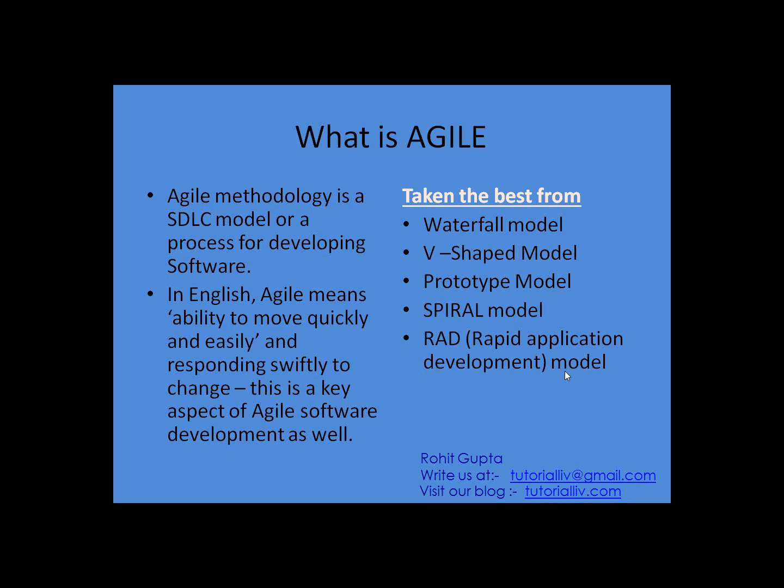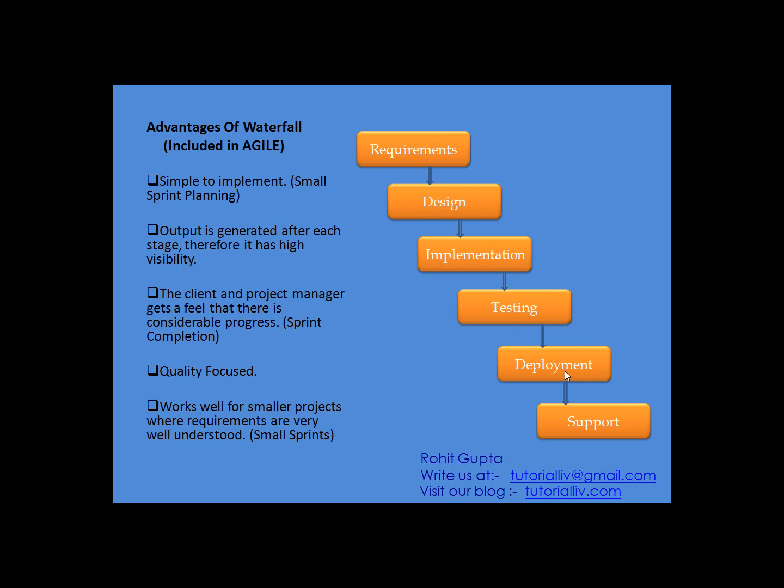Let's first try to understand what is the best that Agile has taken from all these software development life cycles, one by one. So first we will start with the waterfall model. Once we discuss the Agile methodology, you will see that Agile has taken all the stages that have been defined in the linear sequential model, or the waterfall model, like requirement gathering, design, implementation, testing, deployment and support. These phases are there in Agile methodology also.